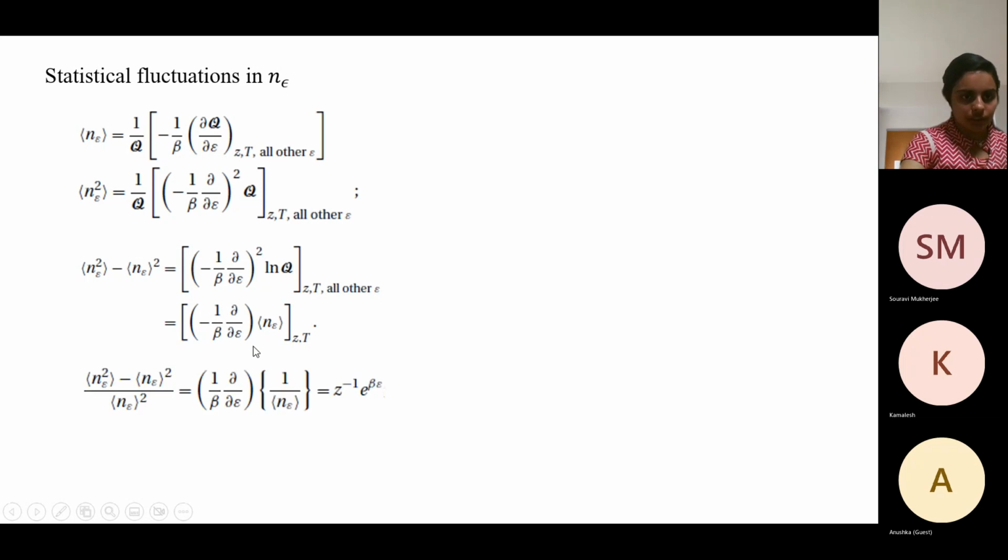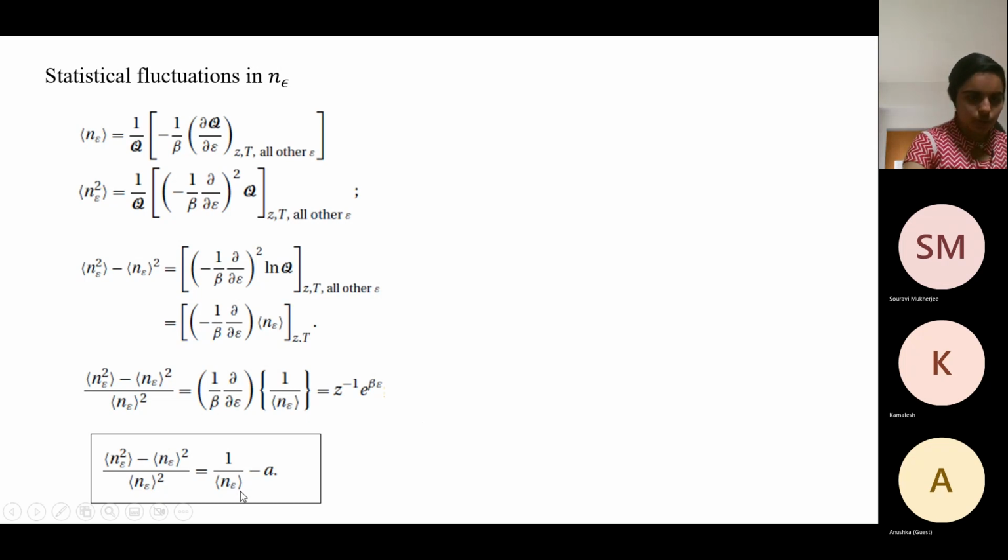So if you use these relations and then you divide by n square, so the second moment, the mean of n epsilon whole square, right? So if you do that, what you see is it's minus 1 by beta del epsilon of 1 by n epsilon. And this is an expression which in a way will tell you how the statistical fluctuations change with your occupation number, right?